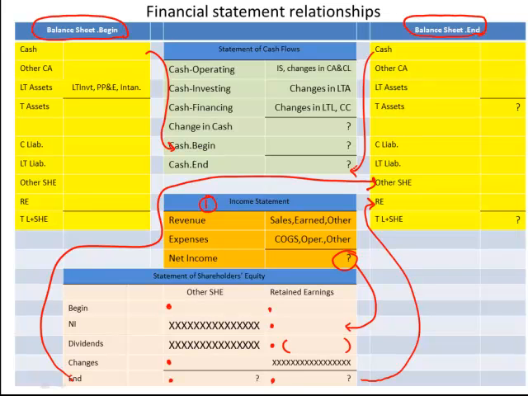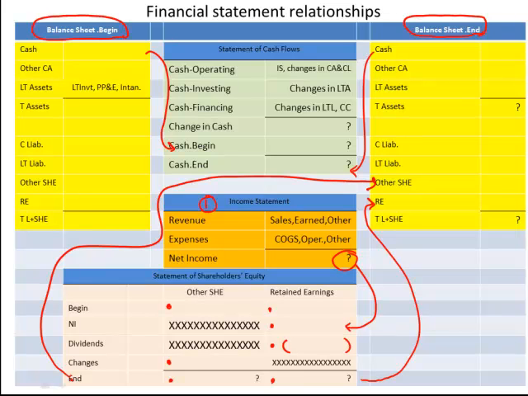So one of the ways we can do that is to analyze all the transactions in the business from the beginning balance sheet to the ending balance sheet to see how they were impacted with cash. Did they provide cash, or did we have to pay cash? So the statement of cash flows shows that as well.